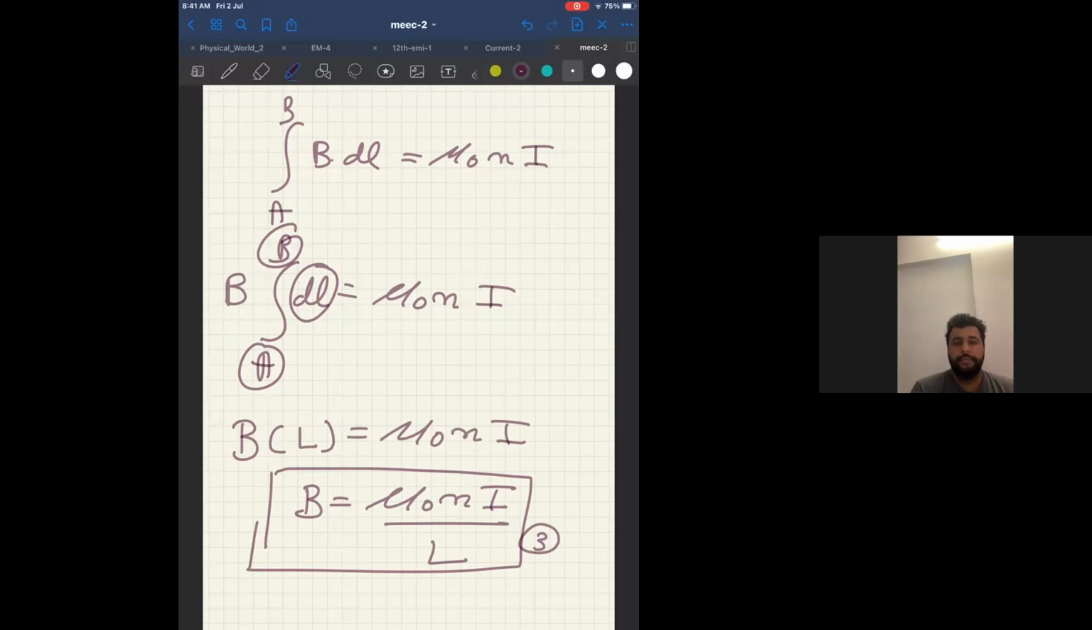Is it clear? So make a note of this formula. It is mu naught Ni by L.